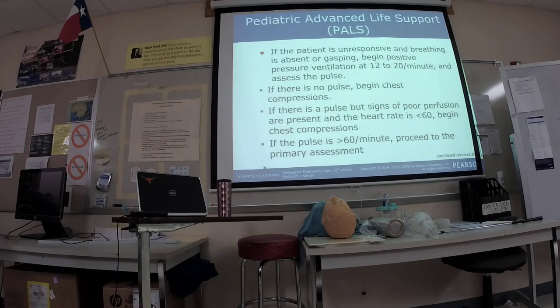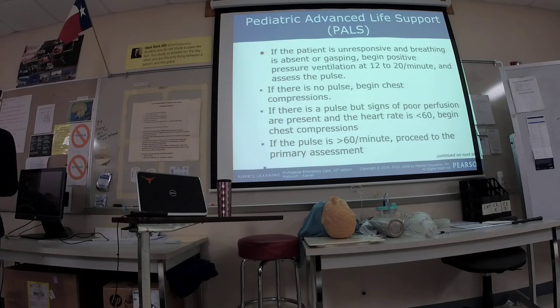So for pediatric advanced life support, pretty much if the heart rate falls below 60 and the child is either apneic or the breathing rate is pretty low, below normal, gasping, snoring, or showing any signs that they're not getting enough oxygen, then we're going to want to do pediatric advanced life support, pretty much CPR. And for CPR, what's the difference between adult and child CPR?